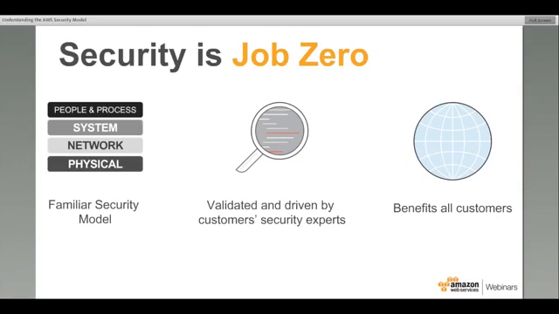And the neatest thing about our approach is that whether you're the largest enterprise customer or the smallest startup, or just someone sitting in your dorm room using AWS to help with your classwork, you get the benefit of all the same levels of controls.